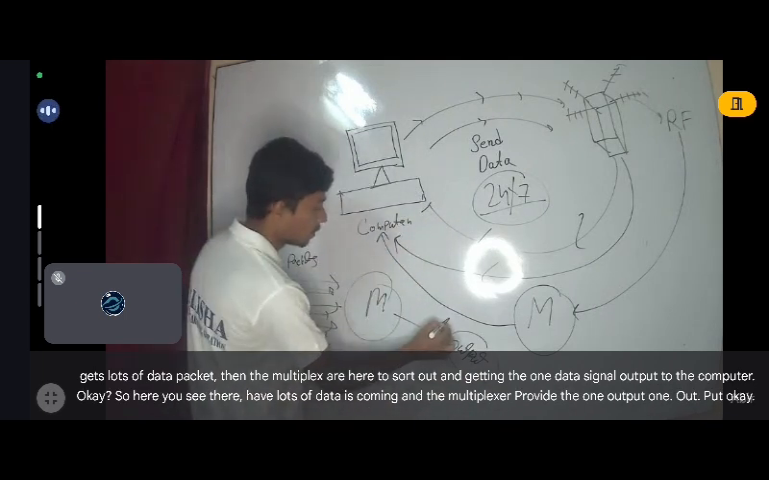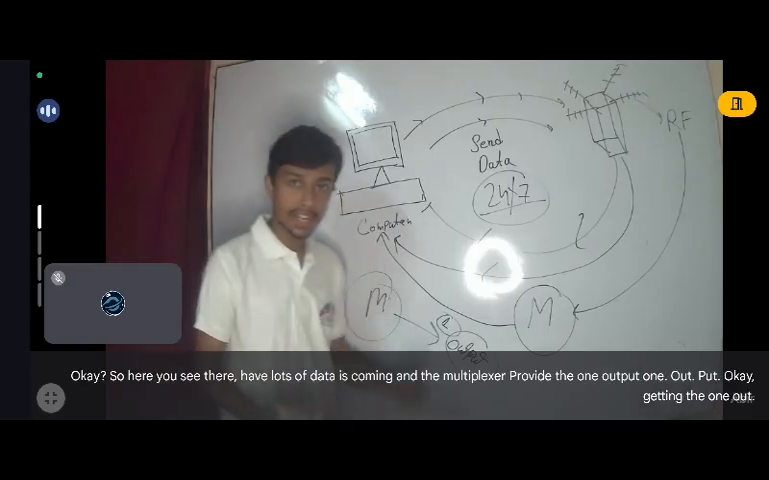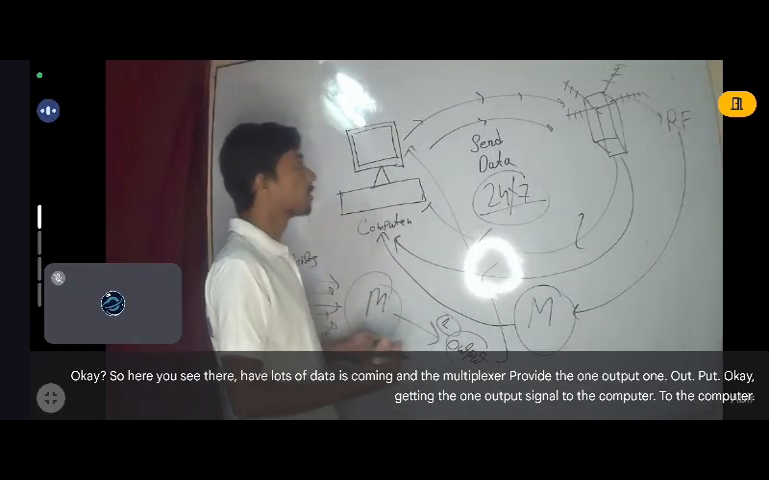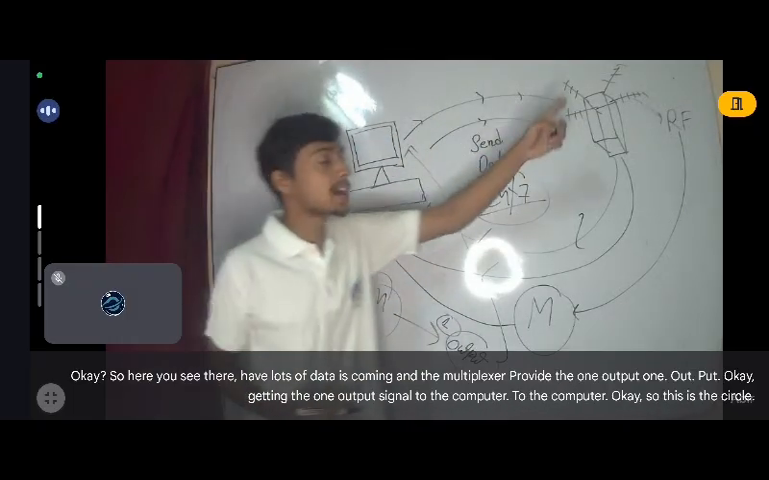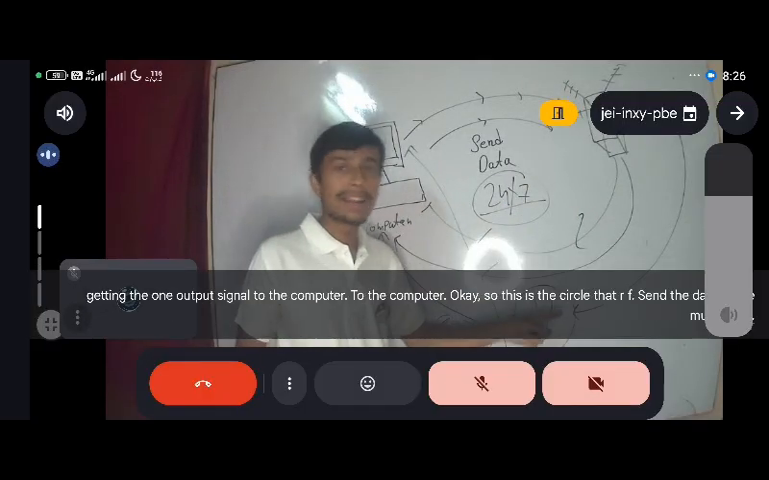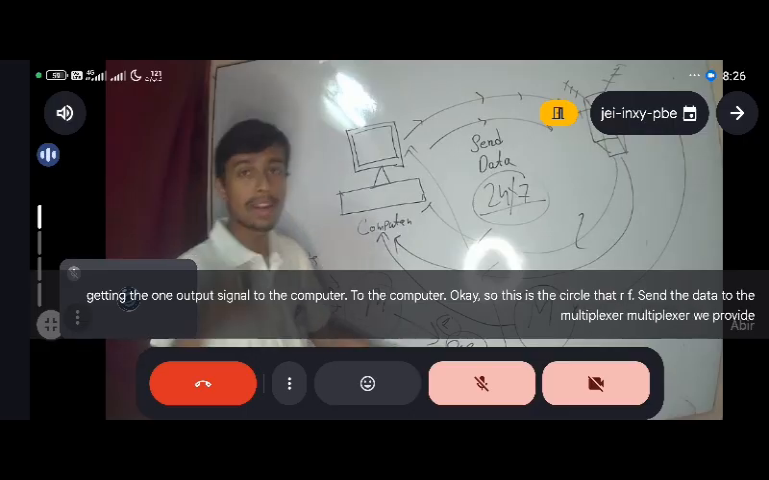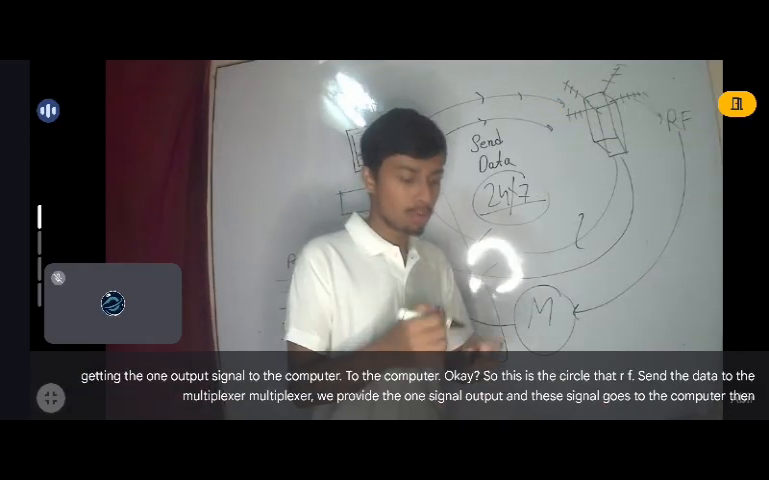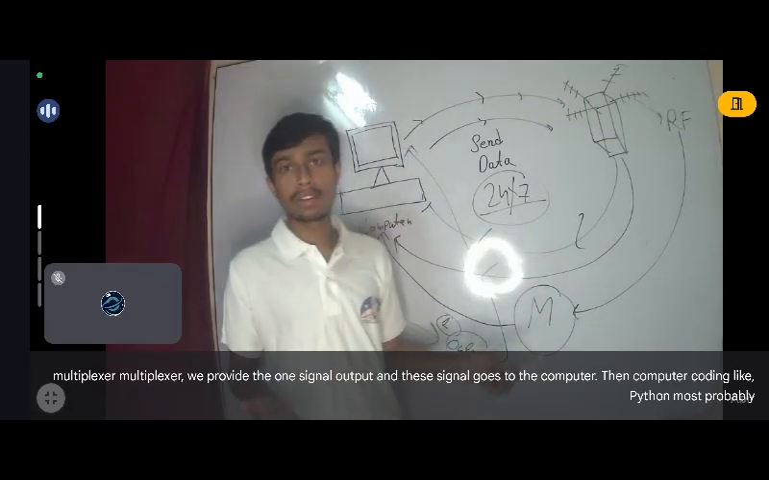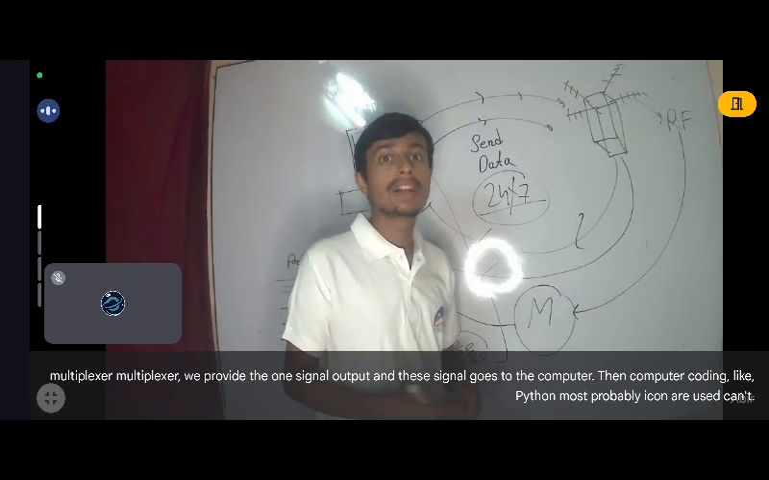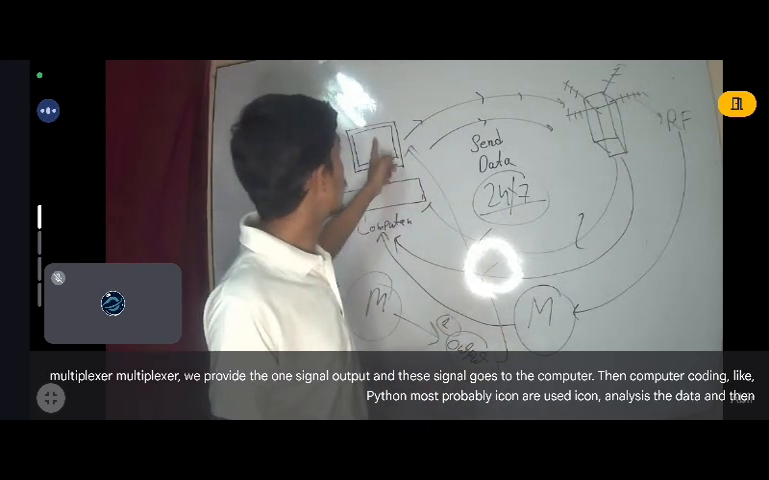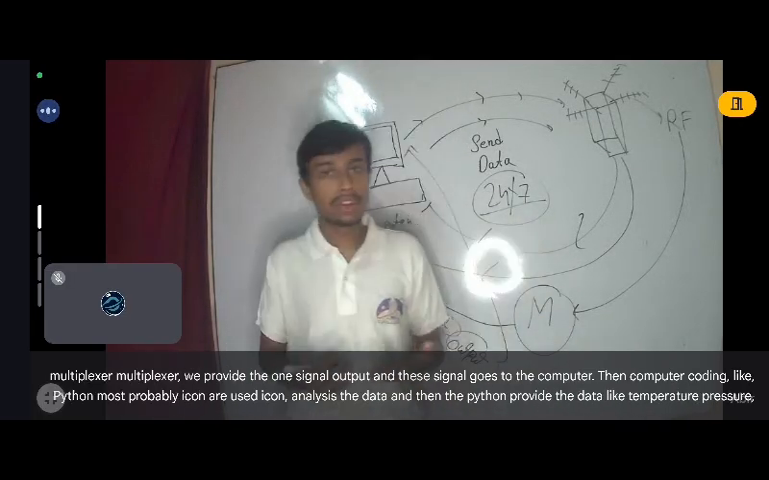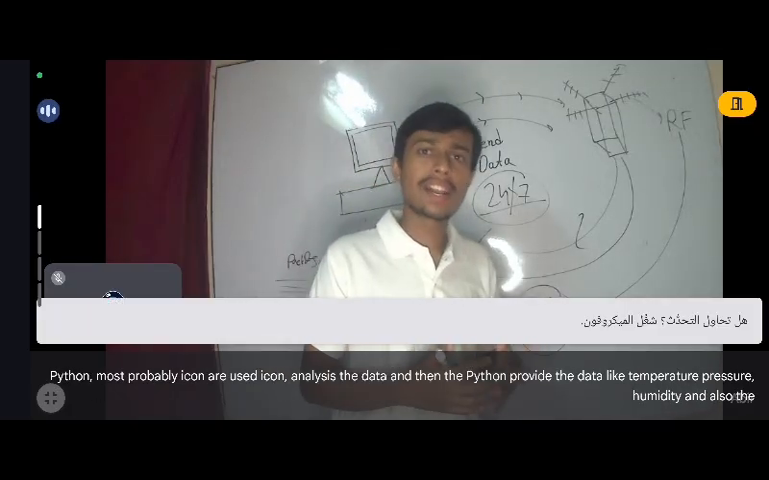Okay, getting the one output signal to the computer. This is the circle where the RF sends the data to the multiplexer. The multiplexer provides one signal output, and this signal goes to the computer. Then the computer uses coding, most probably Python. Python analyzes the data and provides values like temperature, pressure, humidity, and also the sunset.